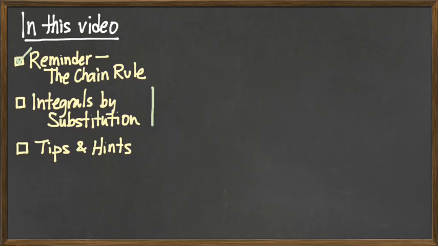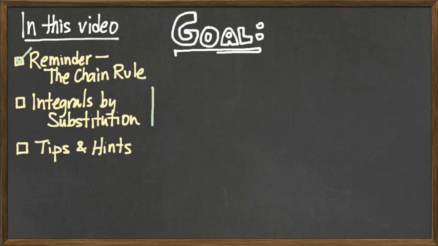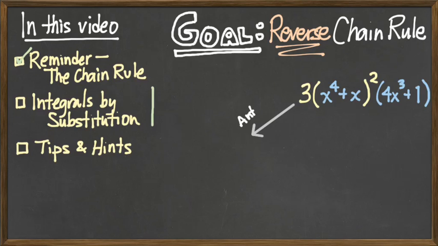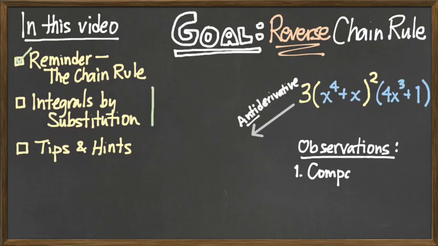So the goal of integration by substitution is to take the chain rule and run it in reverse. In other words, we would like a way of finding the antiderivative of a composition of two functions when that composition is set up so that we can reverse the chain rule. In other words, how could we know, beginning from the derivative we had in the last example, 3 times x to the fourth plus x squared times 4x cubed plus 1, how to go backwards to the original function of which it was the derivative?